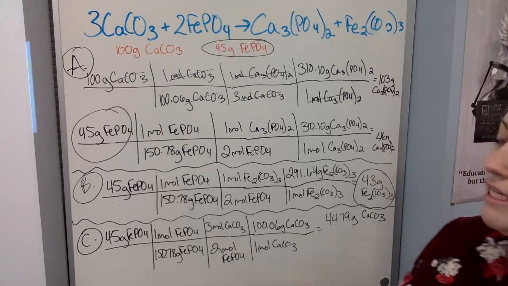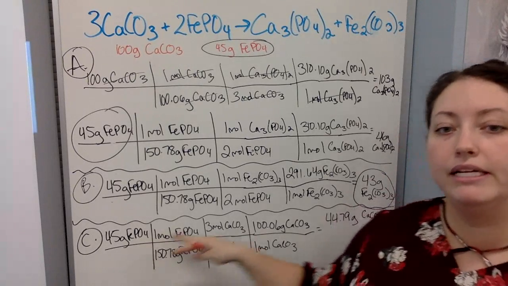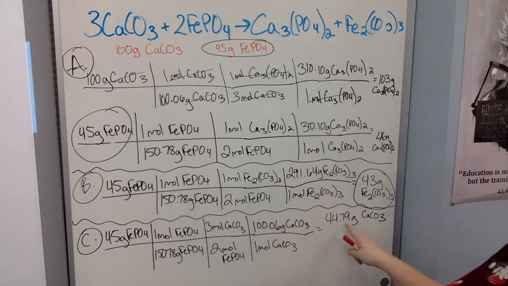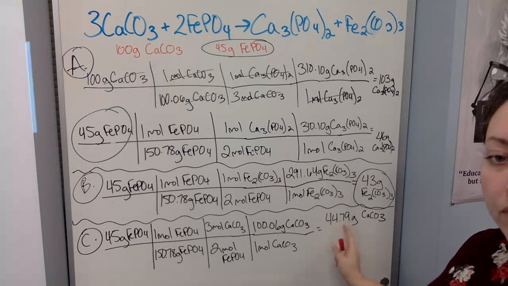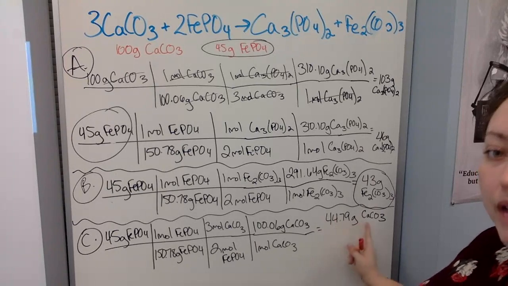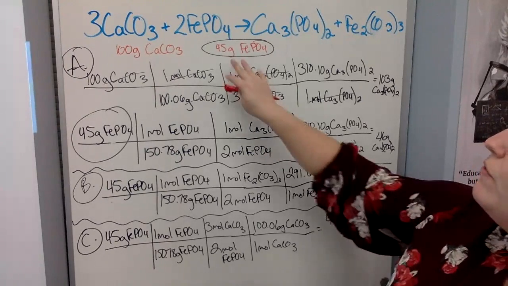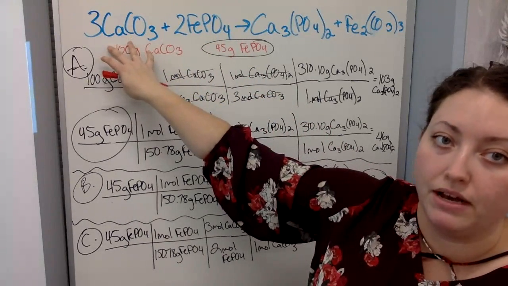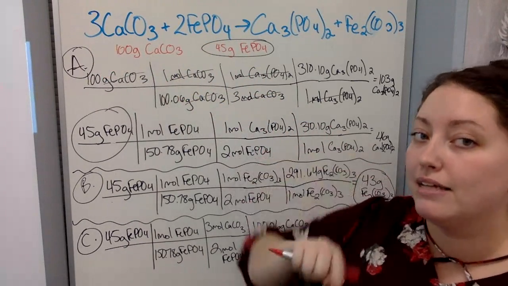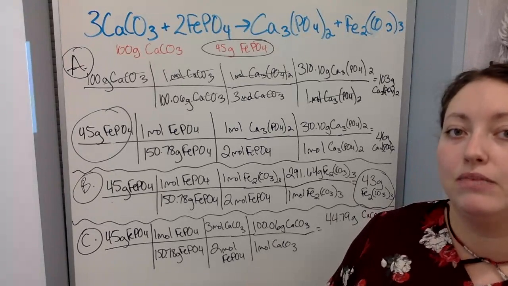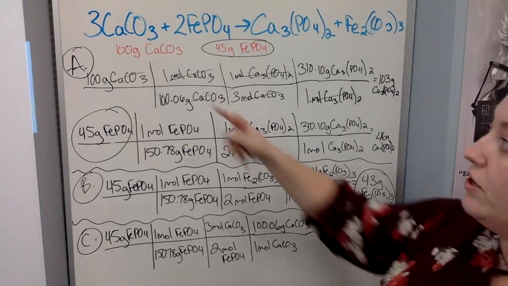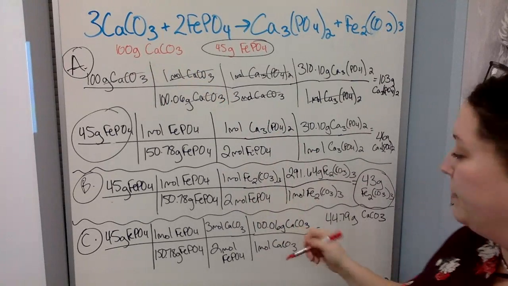Like I said, we converted our limiting reactant into the other reactant now. This is going to tell us that we're going to use up 44.79 grams of calcium carbonate. So if we have 45 grams of iron phosphate, we're going to use 44 grams of calcium carbonate. That's not the answer to C, because C is asking what is the excess left over. If we're using this much and we started with 100, you're just finding the difference.